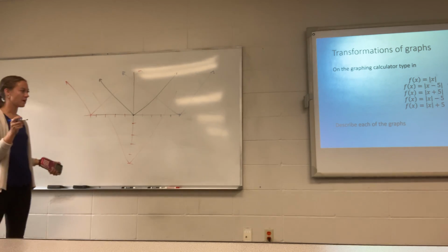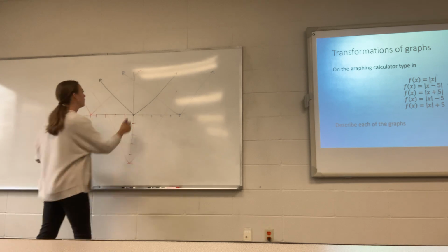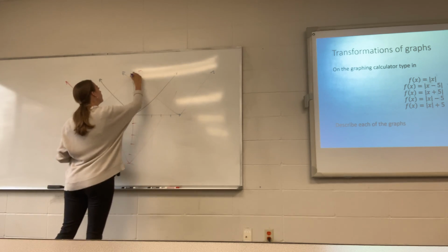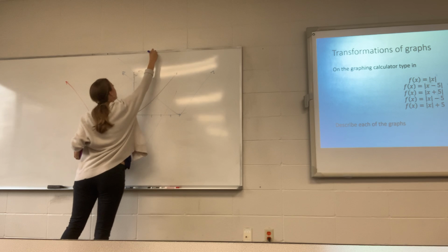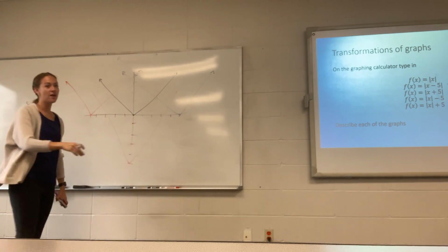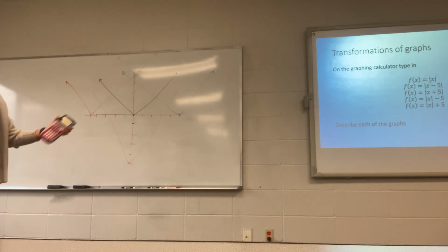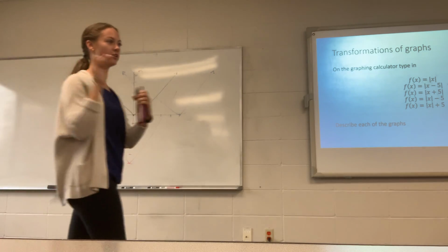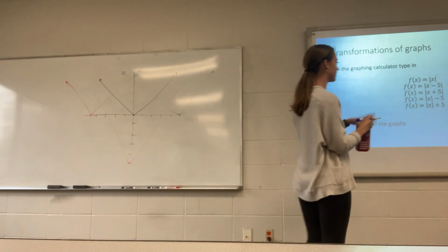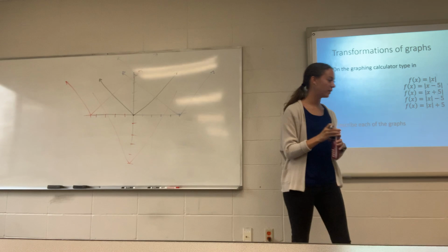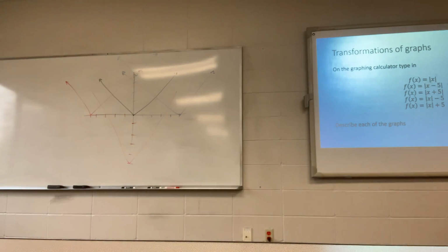Ocean, what's going on with this last one? It's just up 5. So I have a V again, but it's just up 5. So you can see that we have the exact same graph 5 different times. It's just shifted around. So everything we're dealing with today is gonna be transformations. And we'll explain all that in a couple slides.